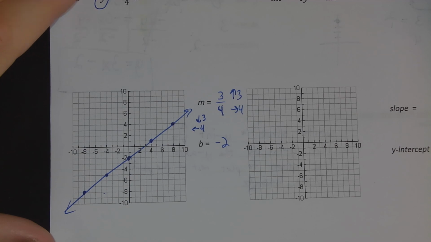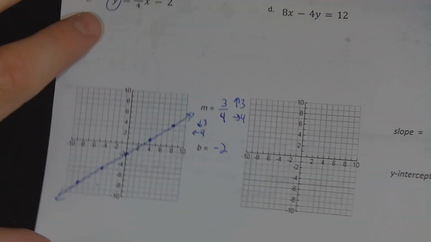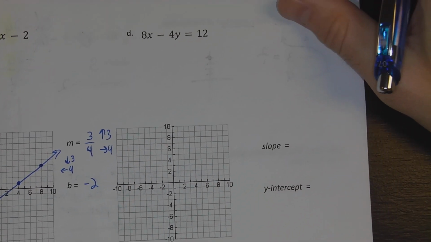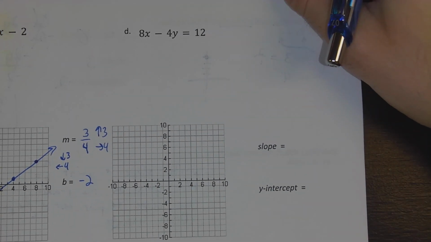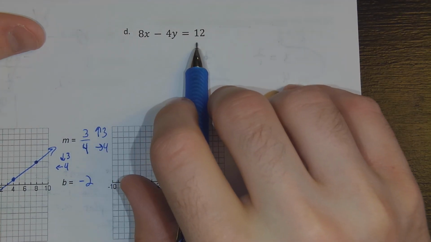So that's example C. From there, we're going to move on to another example. We're going to look at example D next to it. And we'll make this the last example we do on the notes today. So 8x minus 4y equals 12.